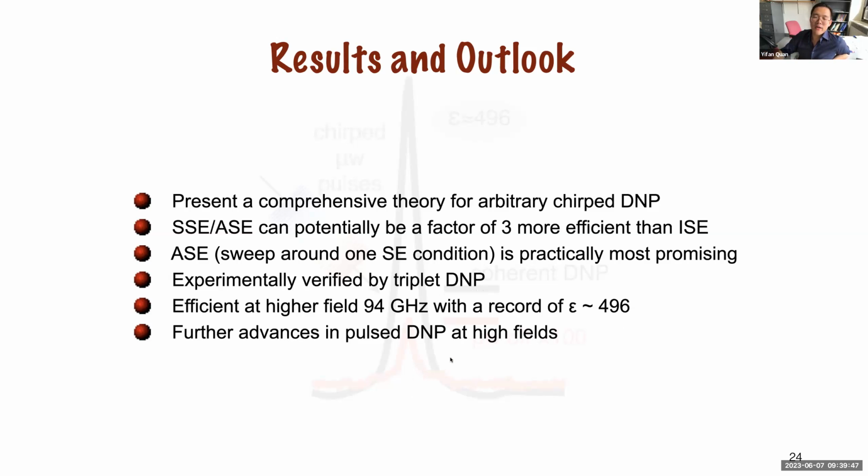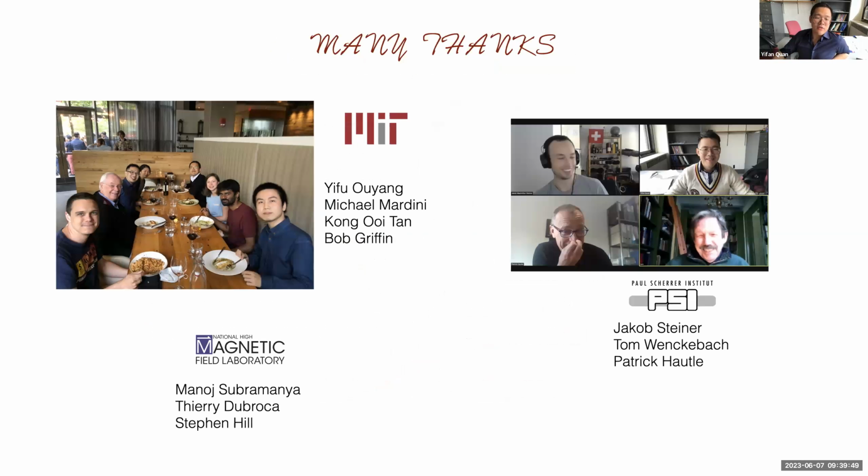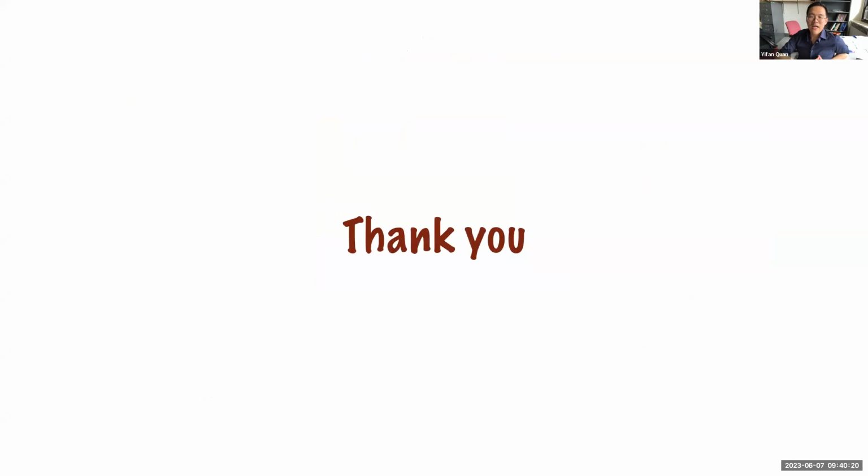And as I mentioned, by theoretically understanding the spin dynamics, you can better design your pulse DNP experiments and develop better pulse schemes. Of course, I would like to give a lot of credit to everyone who has been involved in this work: our group members and my former colleagues who helped with the Triplet DNP experiment, and people at the MagLab, especially Manoj and Jerry, who helped set up the spectrometer for DNP experiments and helped get the W-band DNP experiment done. Thank you for your attention. Happy to answer any questions.